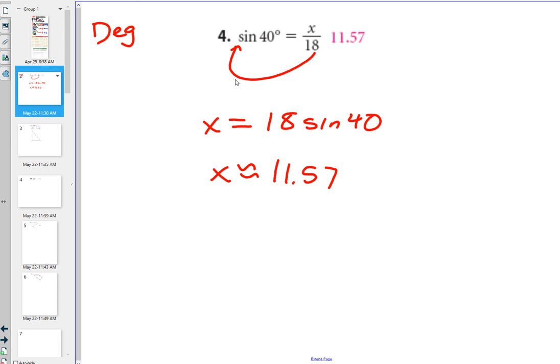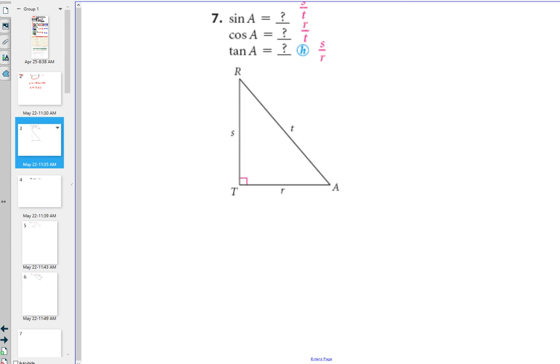Wait, so I said it's a degree? Yes. Did anybody else not get 11.57 approximately? There's going to be rounding involved. There's always going to be rounding trouble. Okay, let's do another one.